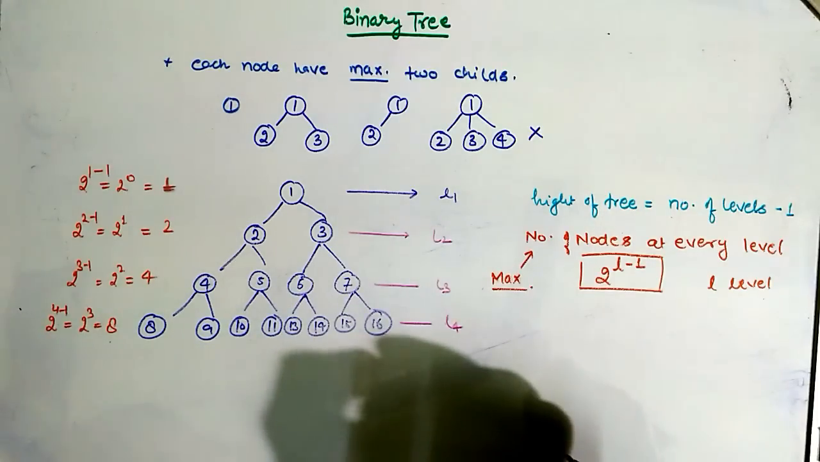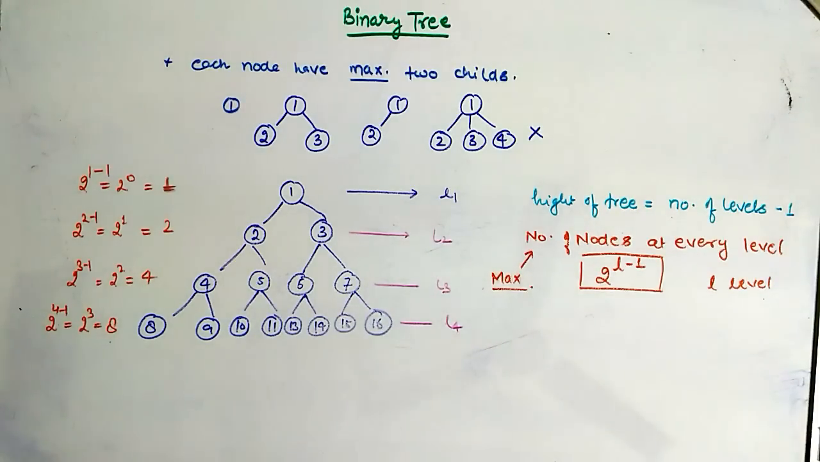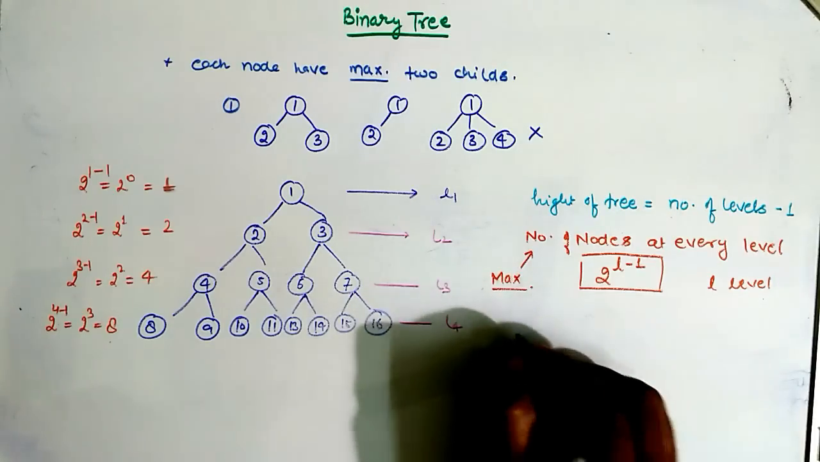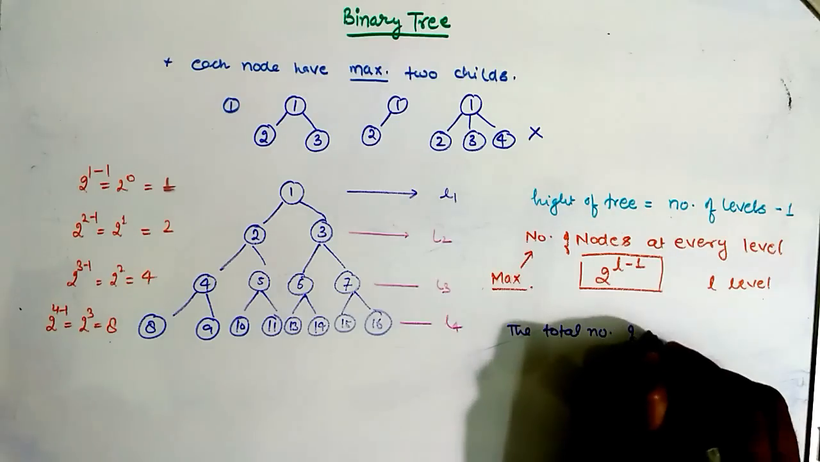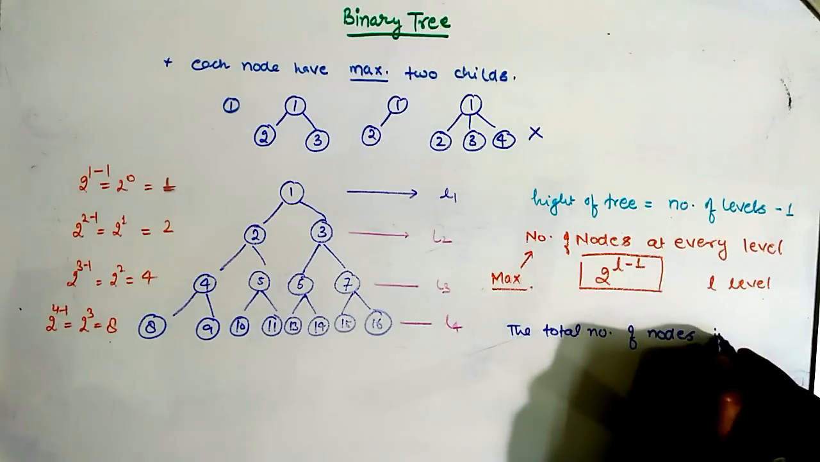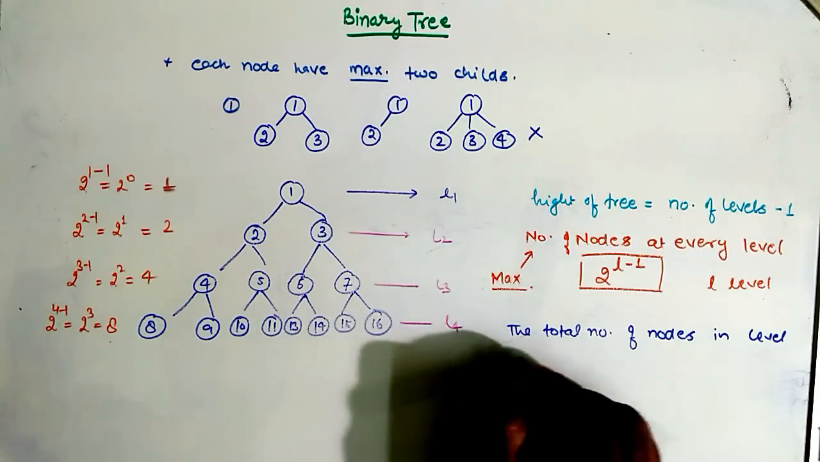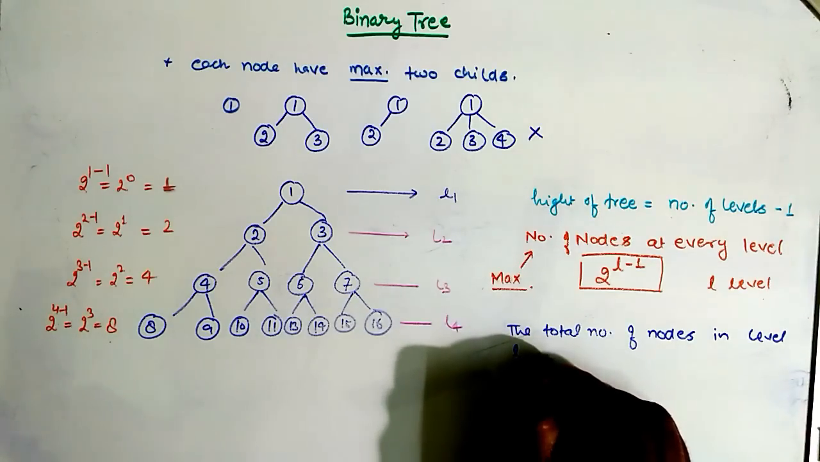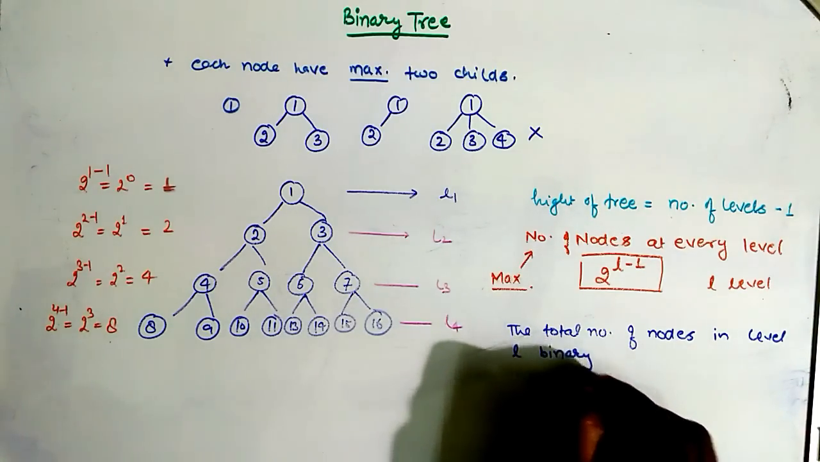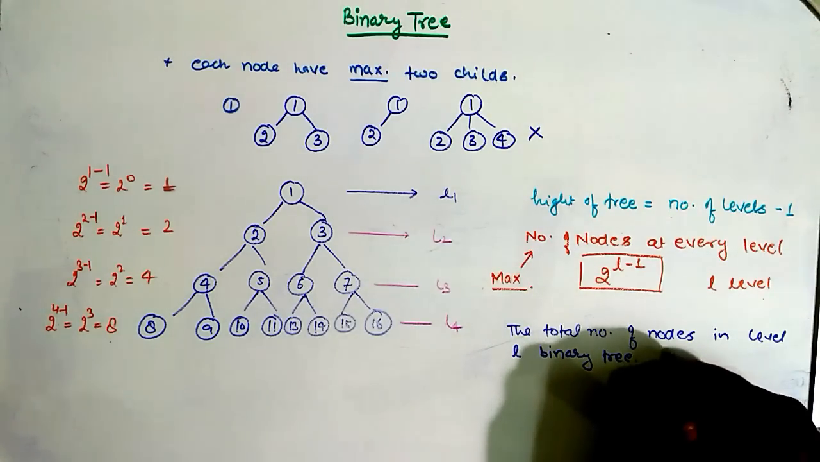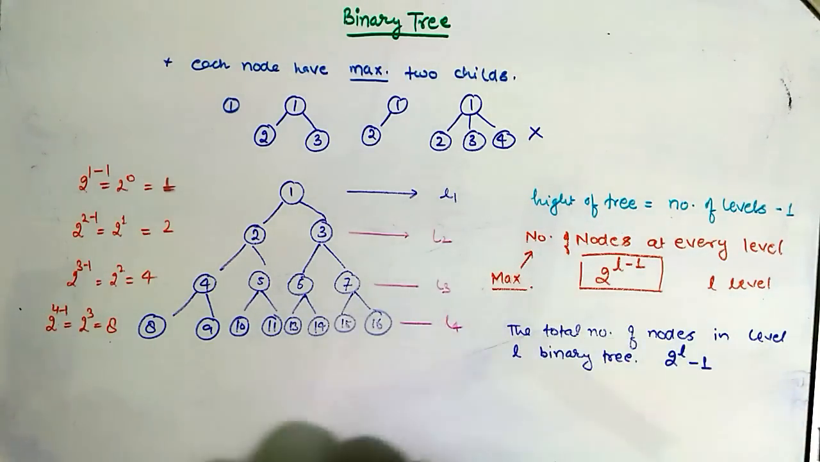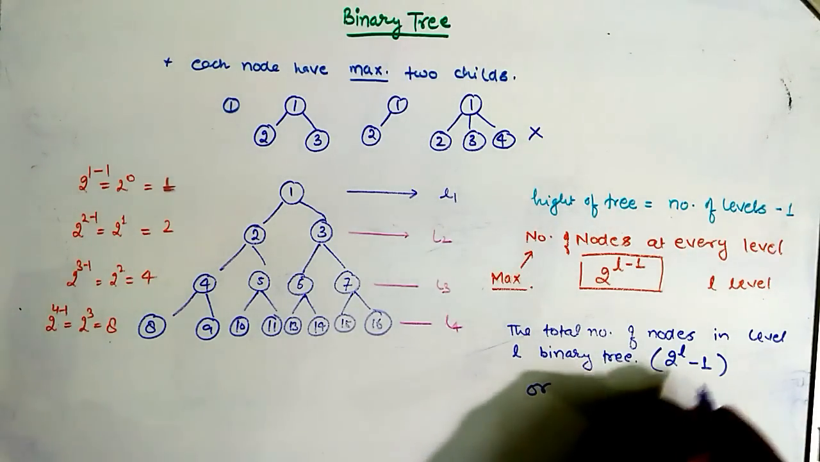Okay, now if you want to calculate the total number of nodes in a tree, you can find out the total number of nodes also. So the total number of nodes in level L binary tree, then it is nothing but 2 to the power L minus 1. Okay, so the total number of nodes is this. Or how we find out this one?